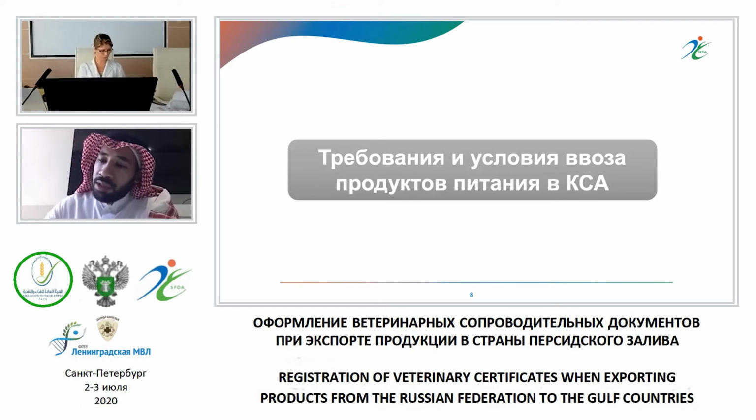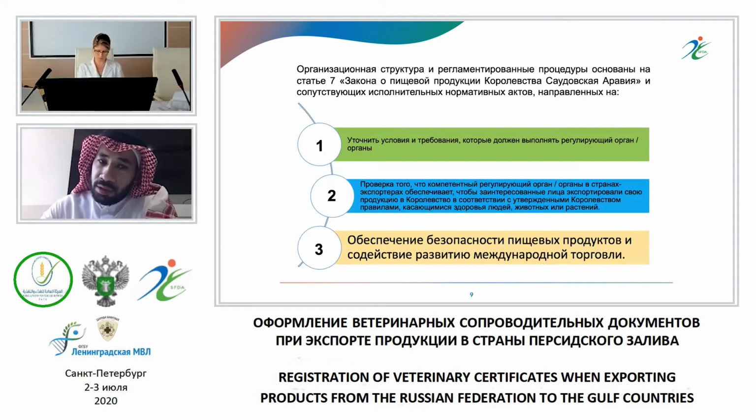So the requirements and conditions for importing food to the KSA. This is based on Article 7 of the Food Law in the Kingdom of Saudi Arabia, and it mainly aims to first clarify the conditions and requirements that the regulatory bodies must fulfill, and verify that the competent authority in the exporting country ensures that those interested establishments comply with the regulation approved by the Kingdom of Saudi Arabia. And the third one is ensuring food safety and facilitating the movement of international trade.